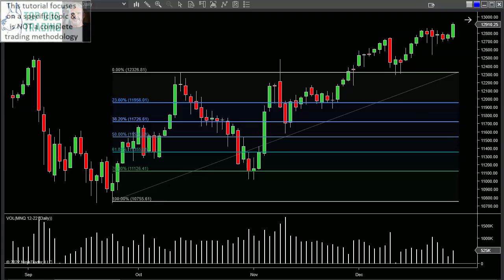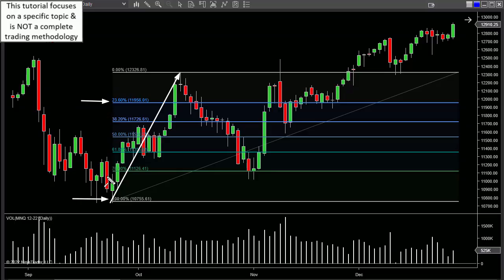Actually, let me draw my little arrow. So we drew our level from this low to that high. And then as we're coming down, if we were to come all the way down to 100% of where we started from, that'd be 100% retracement. And the other levels are 23.6, 38, 50, 62. Okay, we're just going to round off the numbers here.